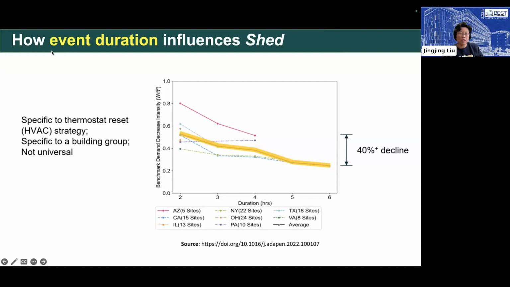this is one example. We look at one influential factor, which is how long a DR event was, how that single factor can influence the performance. Again, this is results built on the same group of retail buildings that you just saw in the previous slide. And what we're seeing is the load shed intensity watt per square foot metric could decrease by as much as 40% overall. This is aggregated results from the 100 or so buildings when the DR event stretches longer from 2 hours to 6 hours long.